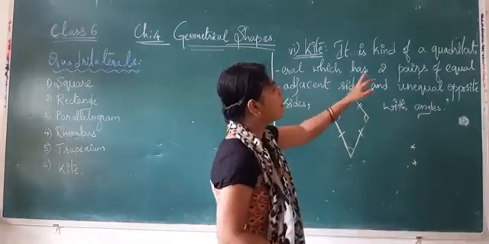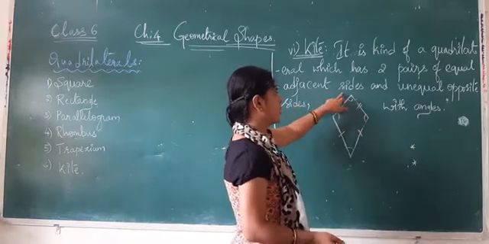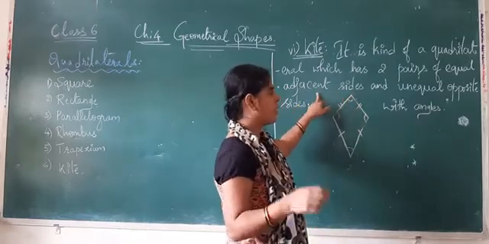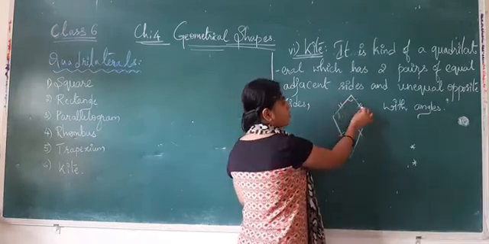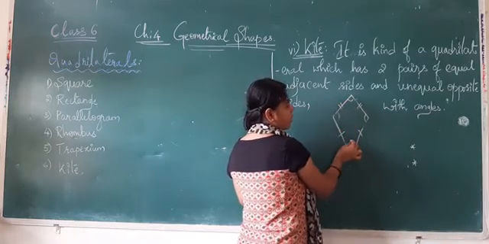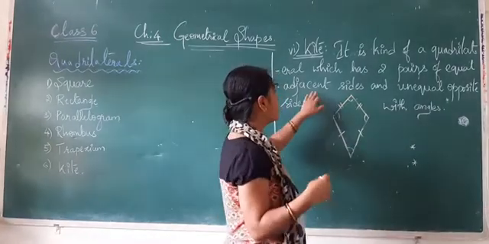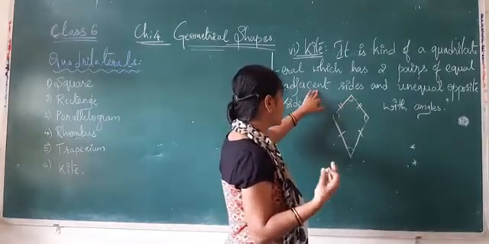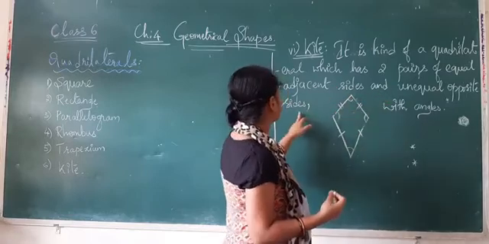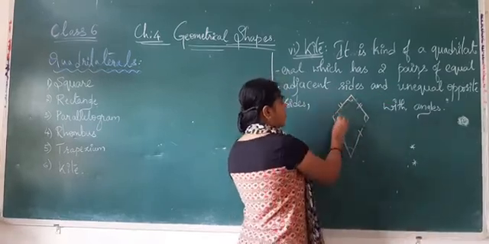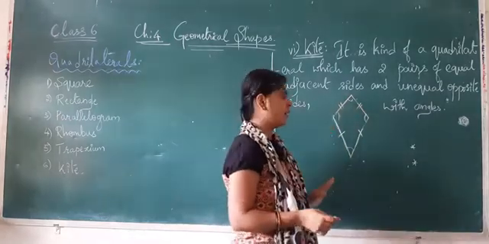It is a kind of quadrilateral which has two pairs of equal adjacent sides, right? Adjacent, I will explain to you. Two pairs of adjacent sides. Two pairs means these two are equal and these two are equal, which are side by side, right? Side by side, whatever you say, that is adjacent. Adjacent sides are equal and opposite sides are unequal. Unequal means if you compare these two opposite ways, these are unequal, with the angles, right?